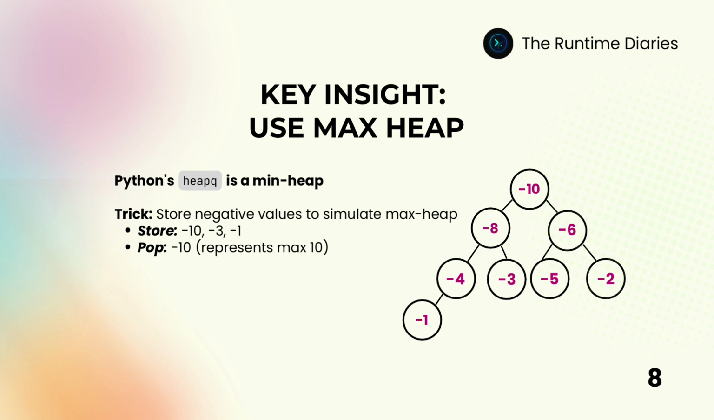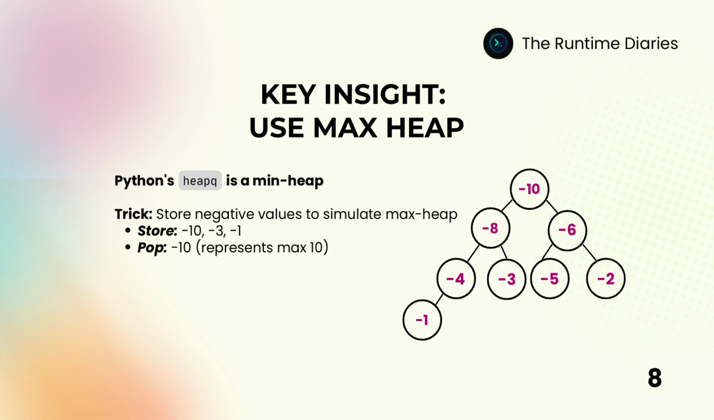Here's a practical detail you need to know if you're coding this in Python. Python's built-in heapq module implements a min heap, not a max heap. A min heap keeps the smallest element at the root, not the largest. But we need a max heap. So how do we simulate a max heap using a min heap? The trick is simple. Store negative values. If you push negative x for every number x, then the smallest negative number represents the largest original number.